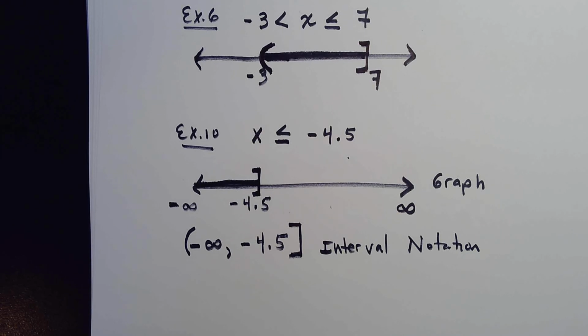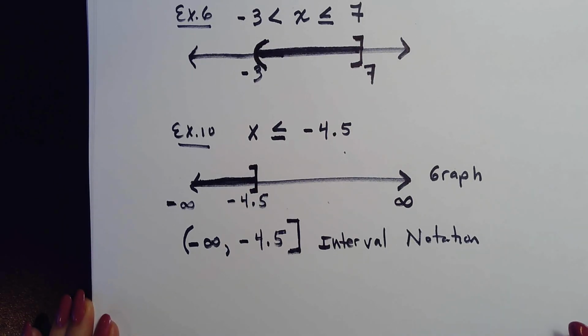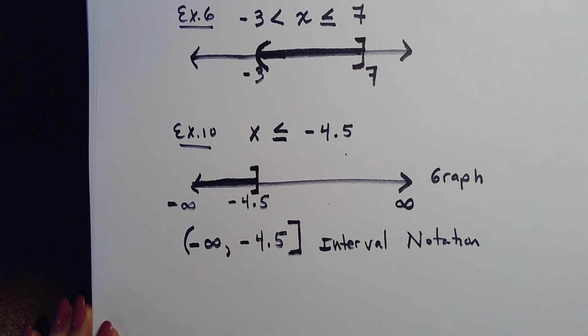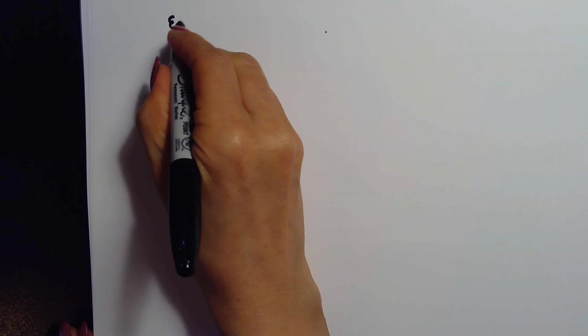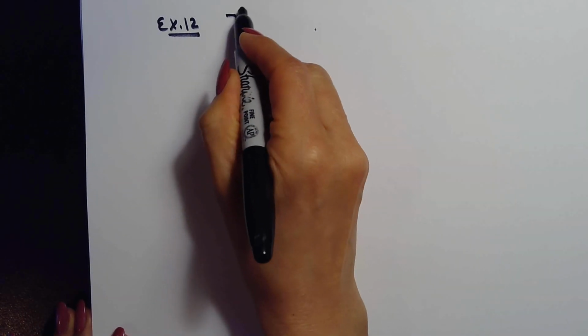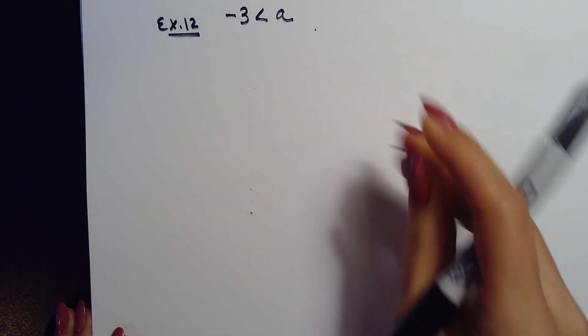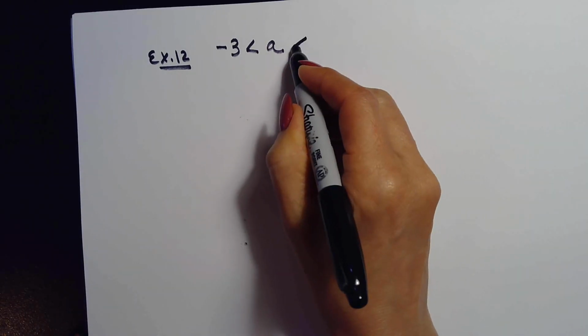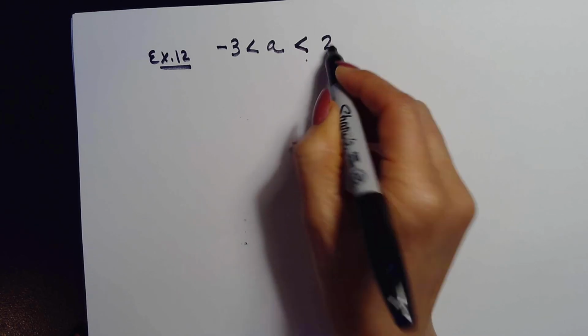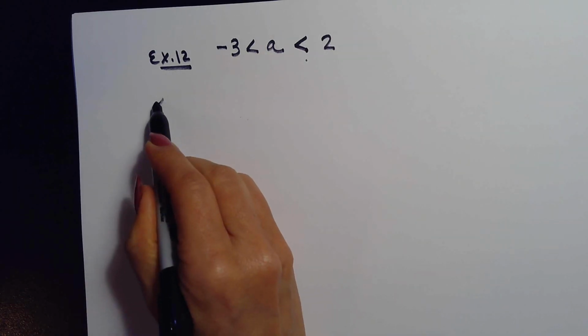All right, so let me do one more like this, where we are going to graph it and then you're going to write it in interval notation. So let's take a look at example 12. Example 12: we have negative 3 is less than a, and a is less than 2. So we're going to graph it first.